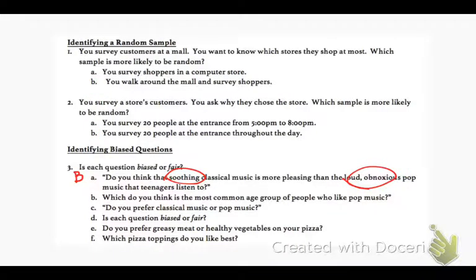So question B, what do you think is the most common age group of people who like pop music? That's a fair question, even though I think if you were writing a survey, you may want to actually list out the age ranges. So again, when we talked about that, survey questions tend to be a little bit more rigid. So if we actually gave them the age ranges to choose from, it may be a better question. But for the most part, I think it's fair. I don't think it's leading towards anything.